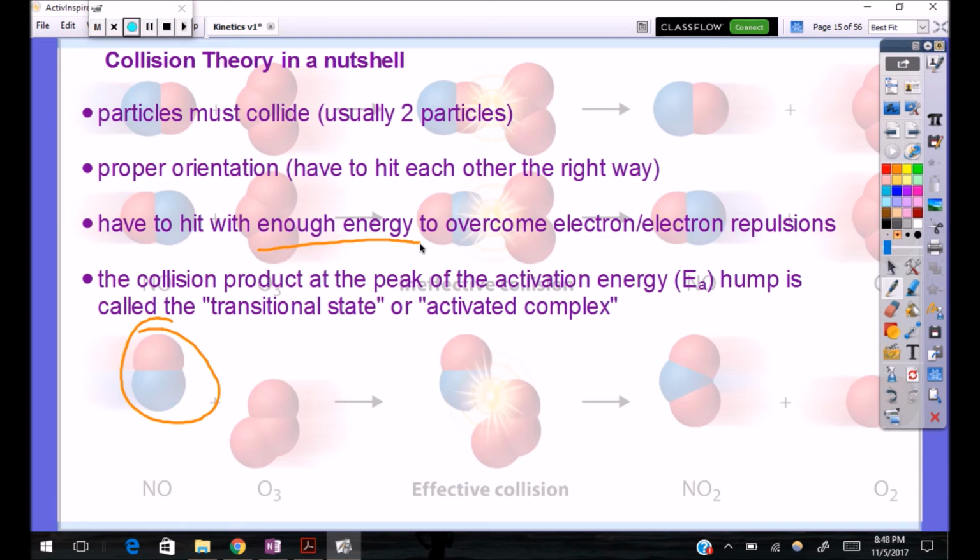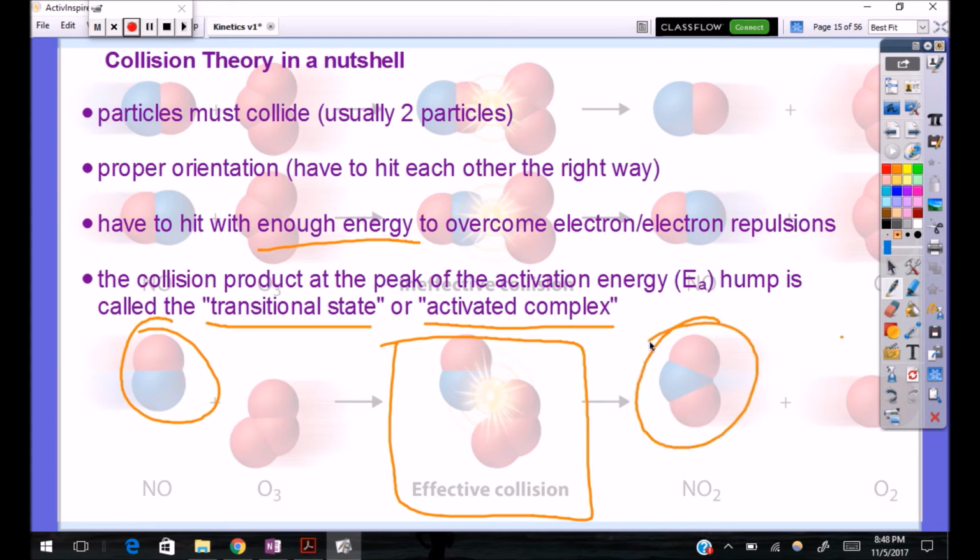And like I was saying earlier, we've got our transition state or activated complex. That is the collision product. So here, that's the collision product at the peak of the activation energy hump. So when you see an effective collision, this thing hits at that angle, and you get your reaction, and then we end up having our nice new products of NO2 and O2 in this particular case.